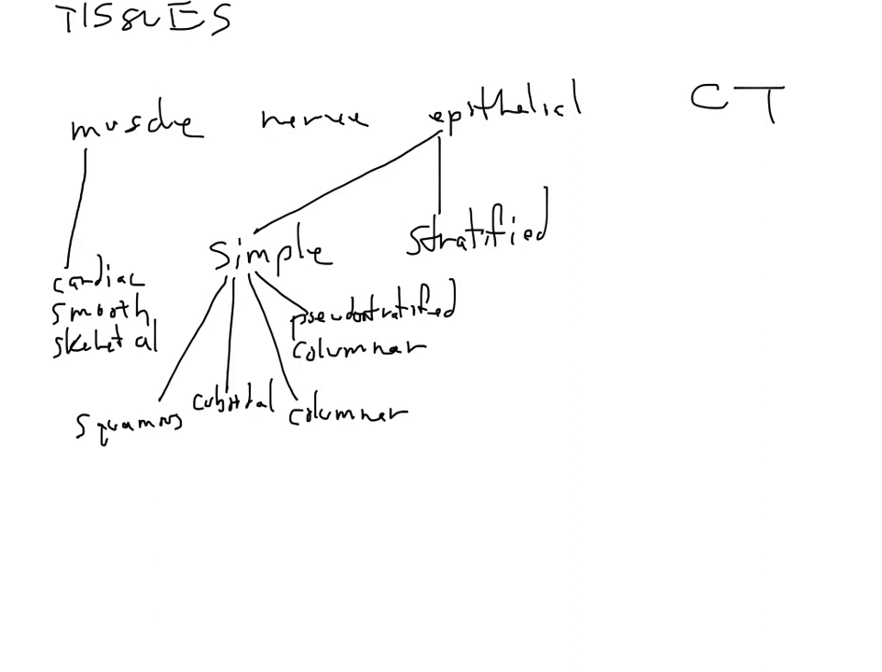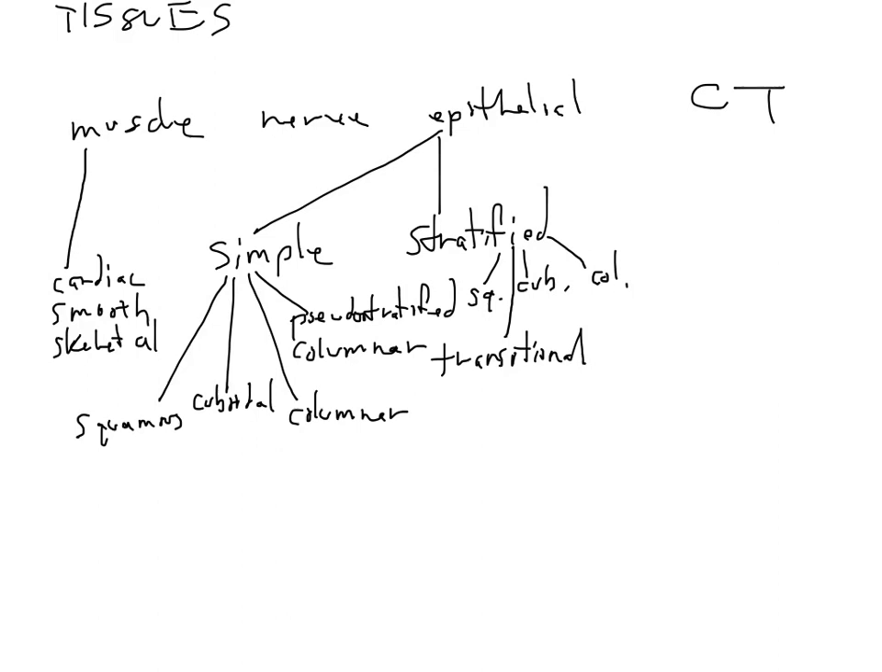Stratified tissue would also follow similar naming rules. There would be squamous, possibly cuboidal, columnar, and the other stratified tissue possible would be transitional, which transitions from stretched out to normal cube-shaped, as in the bladder, which can change volume when it's full or when it's empty.